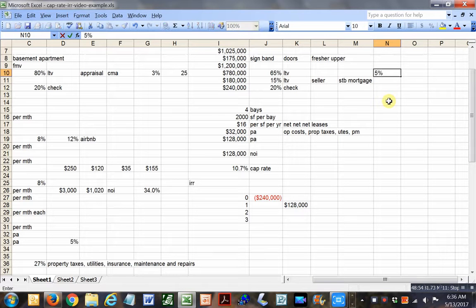Or in fact, we have 2. So let's assume that we have a mortgage here. It's going to be more expensive. So I'm going to say 5% on our mortgage. And we're going to only get a 20-year amortization because commercial mortgages, the lower loan-to-value ratios, higher interest, quicker amortization. It's just a much more conservative industry.